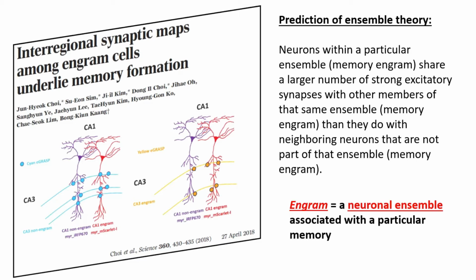Since Choi et al.'s experiment tagged a neuronal ensemble that was associated with a contextual fear memory, they used the term Engram, and I will switch to that terminology for the rest of this video. So Engram equals a neuronal ensemble associated with a particular memory. Their experiment involved activating and then labeling a particular engram in the hippocampus, and then counting the number of excitatory synapses those neurons shared with each other relative to what they shared with so-called non-engram neurons, that is, nearby neurons that were not part of the actively labeled engram.